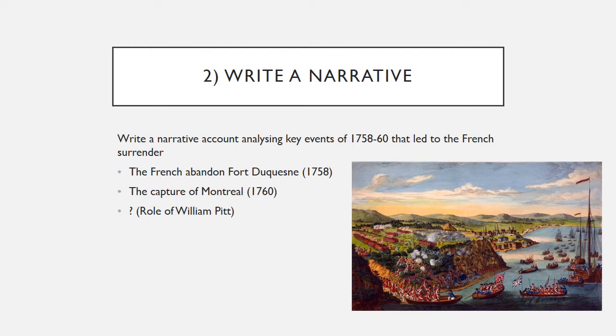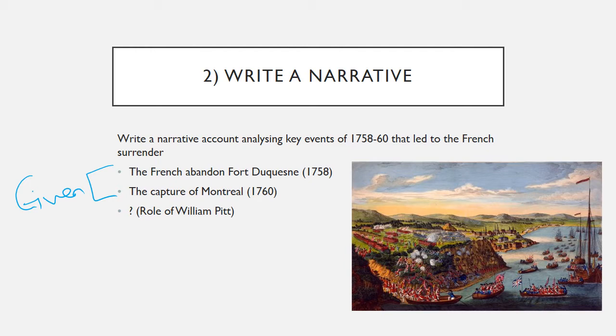Question 2, writing a narrative. For the narrative, it's asking you to tell the story, but obviously we don't just want you to narrate events, we want you to show how one event led to another, led to another. In this case, they give you these 2 points, so these 2 points are given. Okay, you've got to come up with a third. So it says, write a narrative account analysing key events of 1758 to 60 that led to the French surrender.